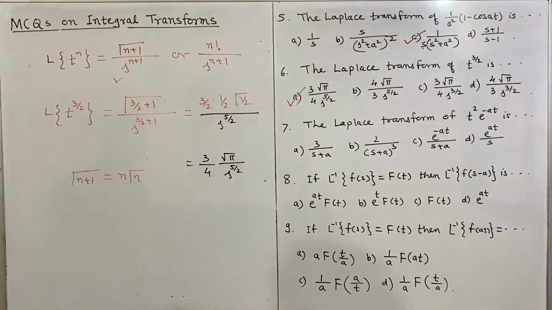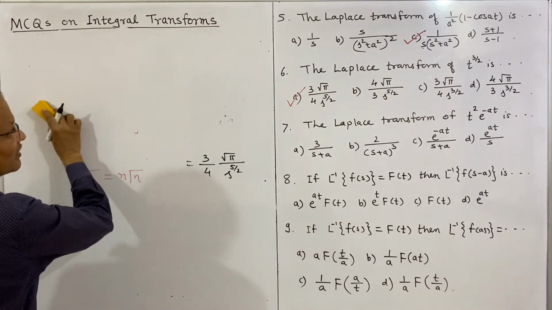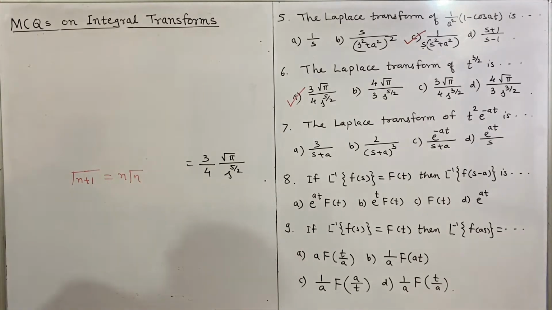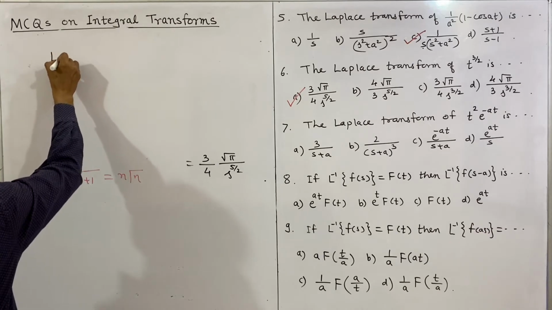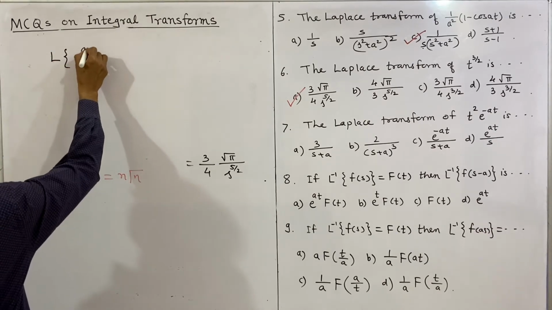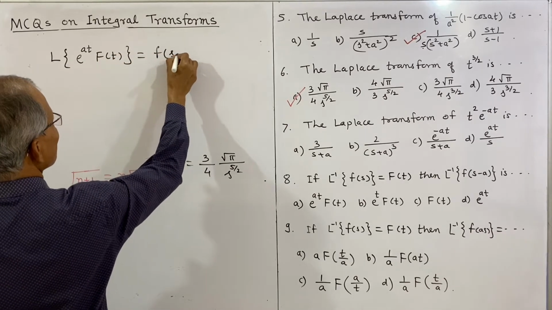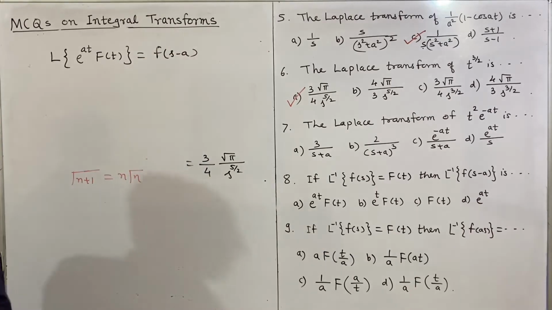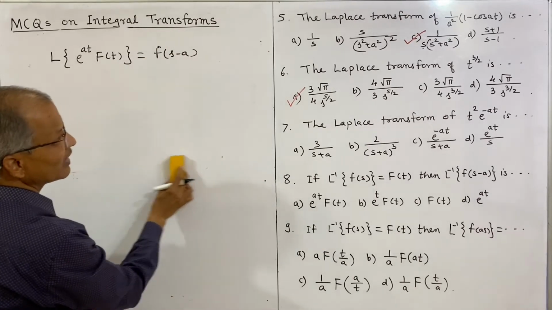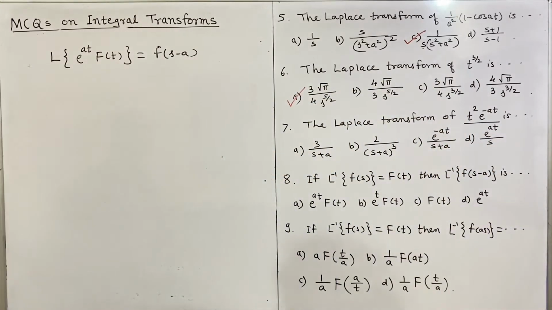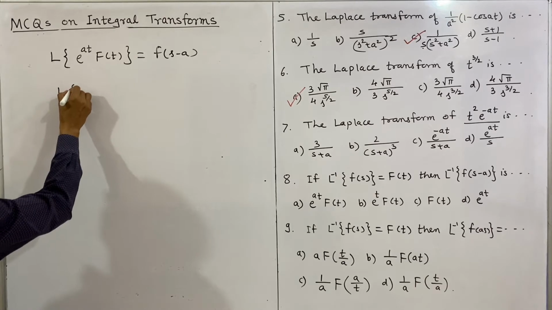Next, what is the Laplace transform of t square e power minus at? For this purpose, we shall use the first shifting theorem of Laplace transform. What is the theorem? If L of e power at f of t is equal to F of s minus a, where F of s is the Laplace transform of f of t. Therefore, to obtain this Laplace transform, we should consider f of t as t square, and so take L of t square.